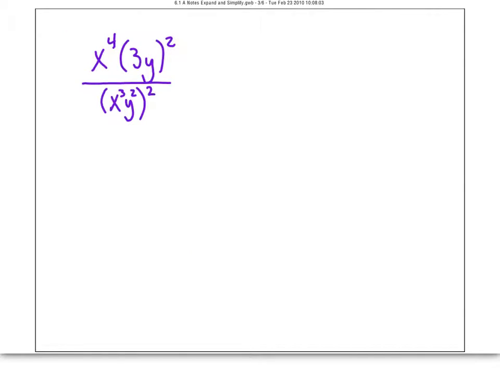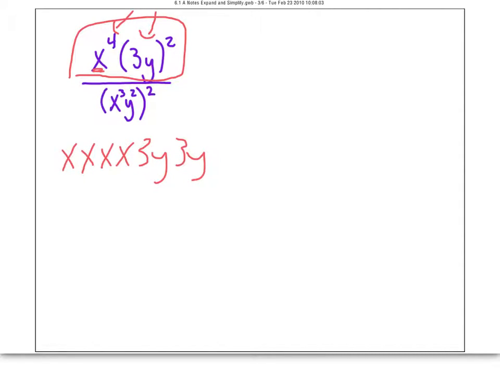Okay, I want to walk through 2 more. This one's a little bit more involved because we have a fraction with the top and the bottom. We're going to do the top, which is the numerator, first, and then we'll do the bottom. If we look at this, I'm going to do the expansion method just on this. So here I have to repeat the x 4 times. So I'm going to do 1, 2, 3, 4. And then here I have to repeat 3y 2 times, it says.